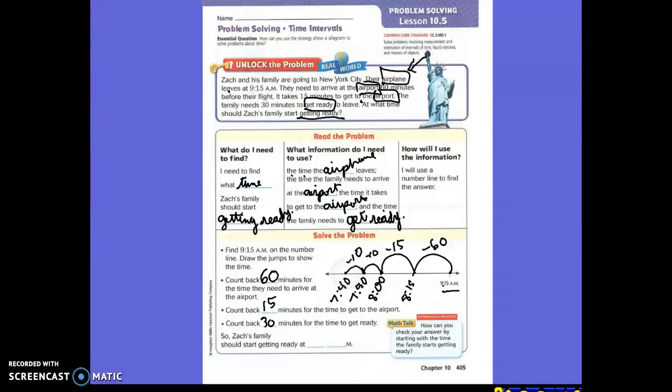Okay, we've only done 20 minutes, now we need to do 30. Minus 10 more. What is 7:40 minus 10 minutes? Everyone? 7:30. So Zach's family should start getting ready at what time? 7:30 a.m.